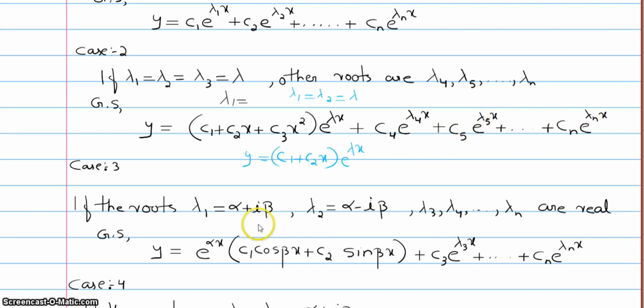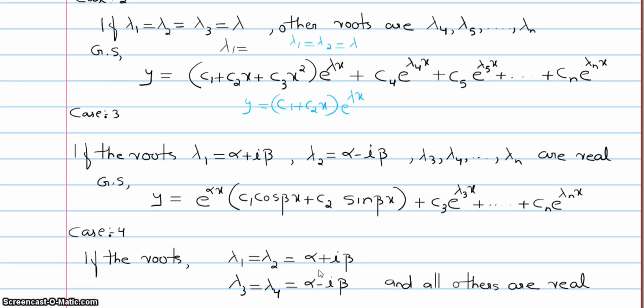written like this. Okay, now the next case, if the roots lambda 1 = alpha + i beta, lambda 2 = alpha - i beta, and the remaining roots are real and distinct. So two of the roots are complex. If the roots are complex, we can use this format: y = e^(alpha x) (c1 cos beta x + c2 sin beta x). And the remaining roots can be written like this, followed by case 1.